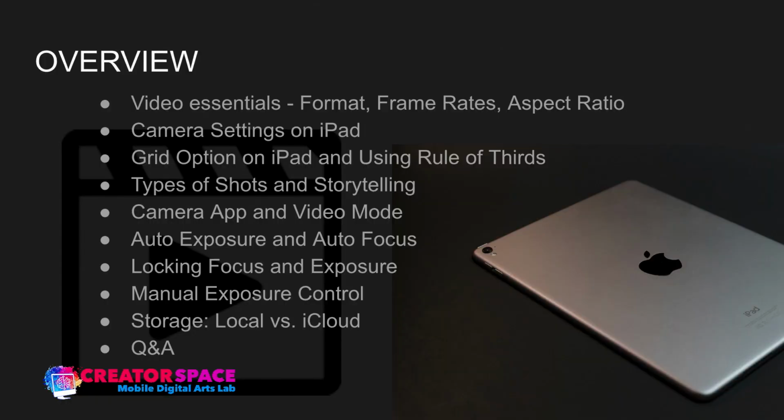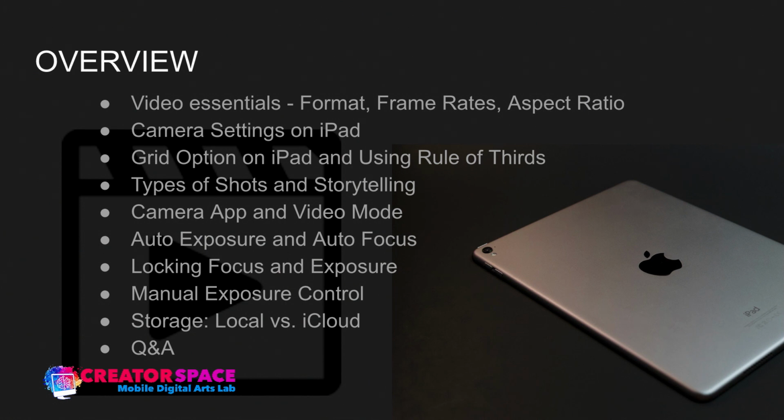So we will look at the video essentials. So format, frame rates, aspect ratio. Then we're going to look at the camera settings on the iPad, and also the grid option. So the grid option on the iPad and how that relates to something called the rule of thirds. So we'll have a look at that as well. It's a great photographic technique, and it basically comes down to even painting and so on. So that great rule of thirds, we'll look at what that means.